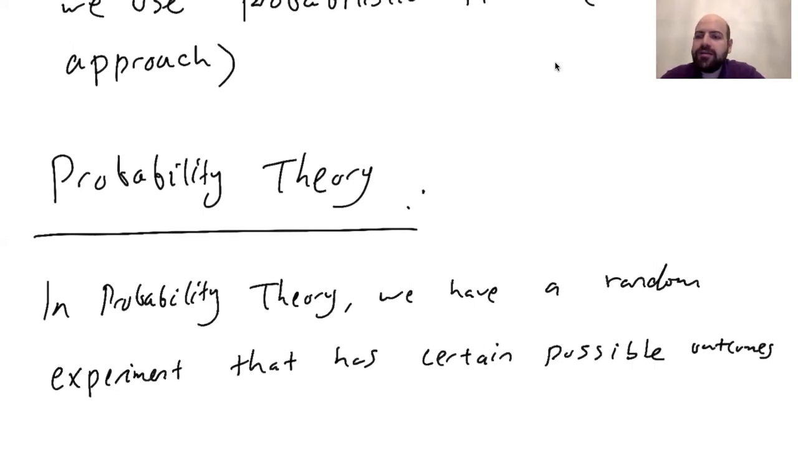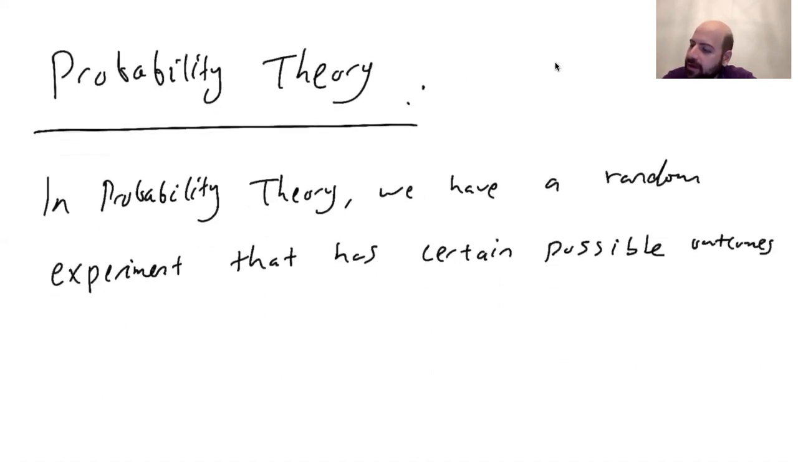The time that, let's say, you go to a bus stop randomly, and then you want to see how much time you should wait for the next bus. So the outcomes could be discrete or could be continuous. In this course, we mostly focus on discrete random variables, or experiments whose outcomes come from a discrete set. So it has certain possible outcomes.